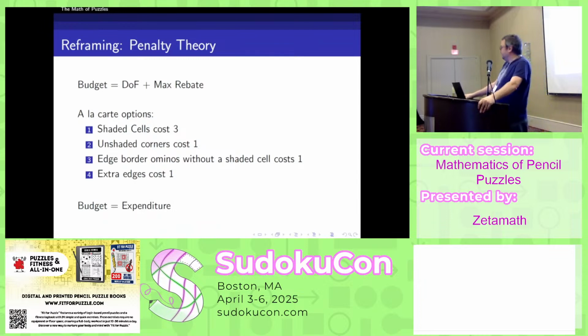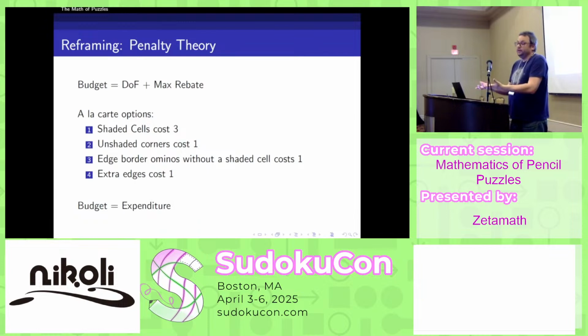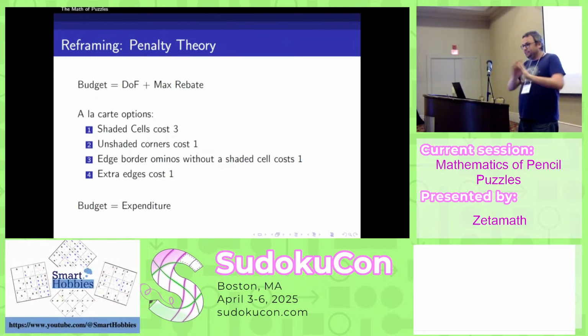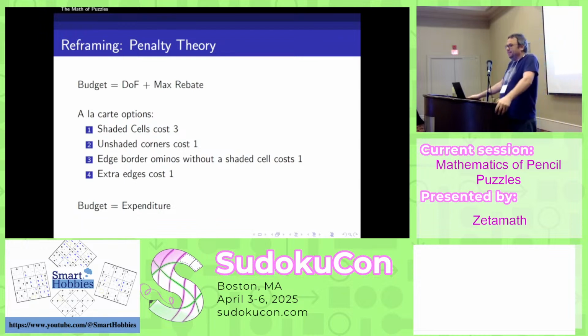Rather than giving you a budget, as I've been thinking about so far, where I just hand you the degrees of freedom, I'm actually going to hand you all the money up front, the degrees of freedom and the maximum possible rebate. So that has the advantage that now I'm only ever spending money, or whatever currency this is in Puzzlelandia. So I hand you all of that, and then every time you shade a cell, you just pay me back 3. Flat 3, doesn't matter which cell it is. However, if you leave a corner unshaded, you also have to pay for that, because I already gave you the rebate for shading the corner, and so you have to pay me back for it. So if you shade something but you don't shade a corner, that costs you 1.